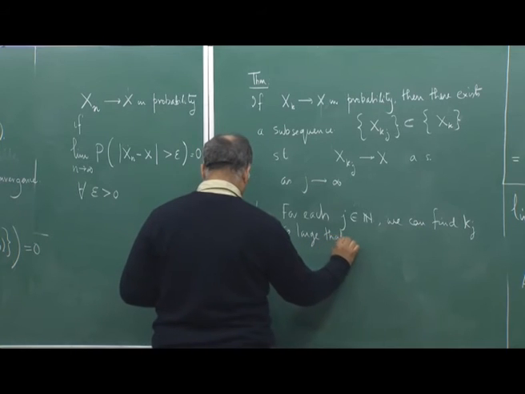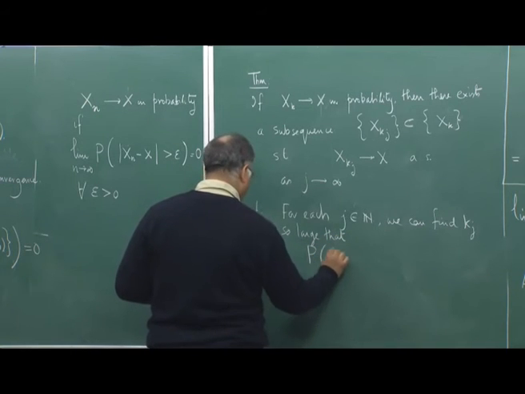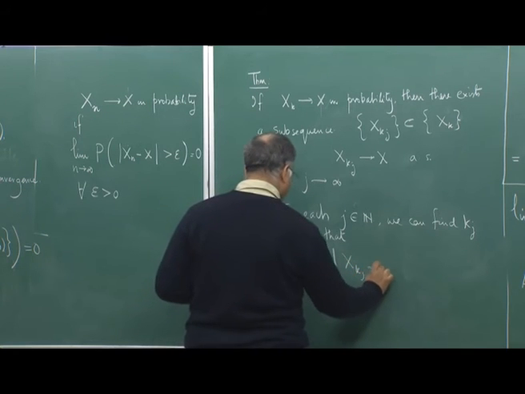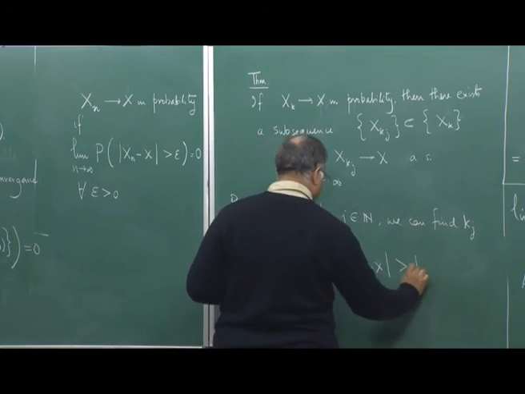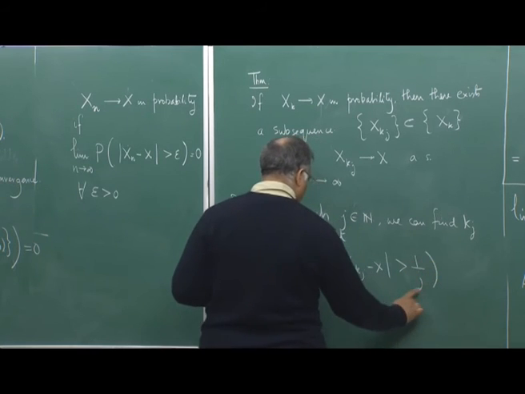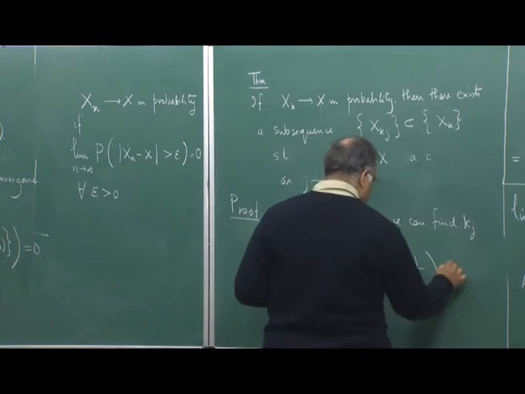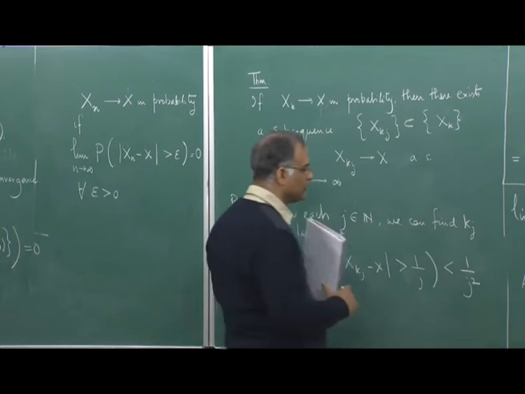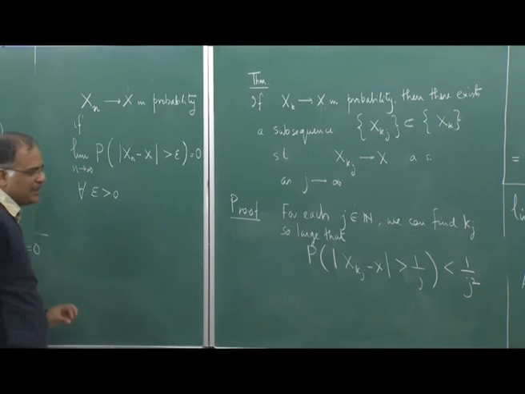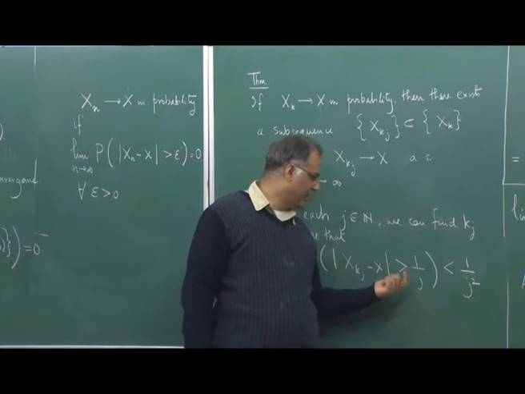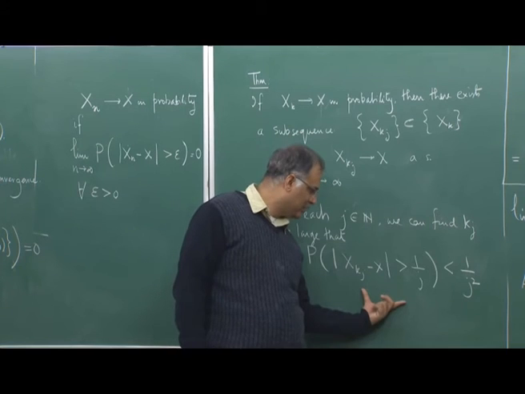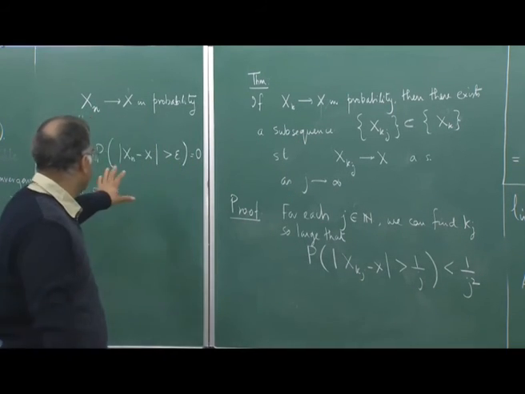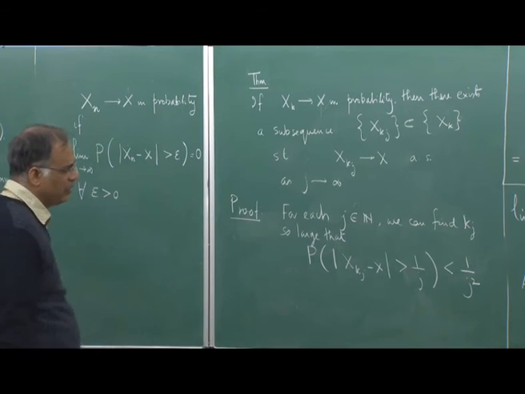that the probability of |xkj minus x| being bigger than 1 by j, this is my epsilon, is less than some delta, and that delta may be chosen as 1 by j square. So, if this is my delta, I can always find a kj for which this probability is less than 1 by j square. This is exactly where I am applying this definition, because this holds for whatever epsilon I want.